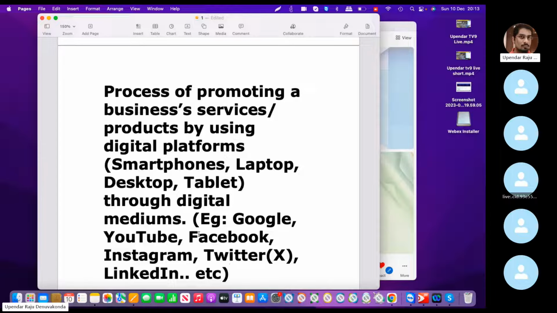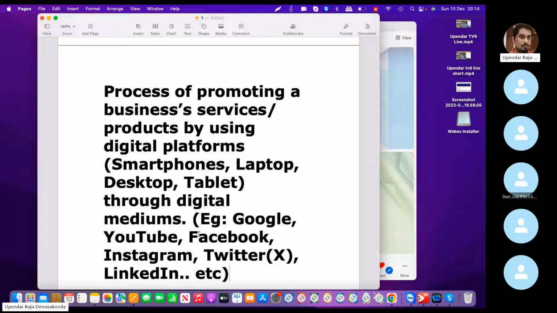You can start getting the leads, and you can start getting the customers, and you can start getting the revenue, and you can start getting the profit. So try to understand, this is the basic definition of digital marketing, and there are two important terms you have to remember: digital platforms and digital mediums. Do not confuse between these two.